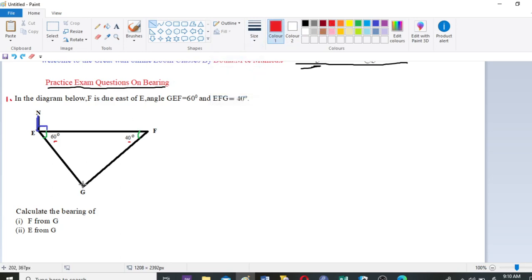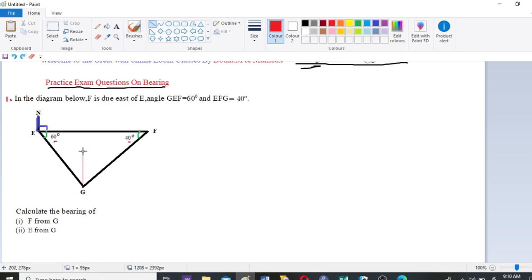So in this case, we are at G, because the question is to calculate the bearing of F from G. So we are at G going to F. The first thing is you draw a north line at the point where you are. So here we are at G.